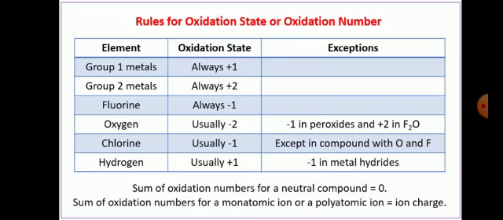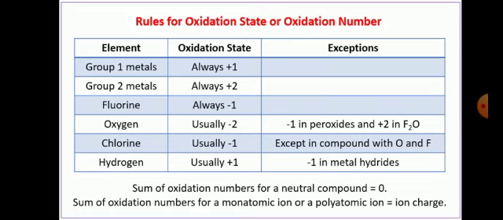The sum of oxidation numbers for a neutral compound is 0. It means a compound which has neither a positive charge nor a negative charge. Since it has no charge, that compound has a charge of 0. It is a neutral compound, so the charge contained in that compound is 0.